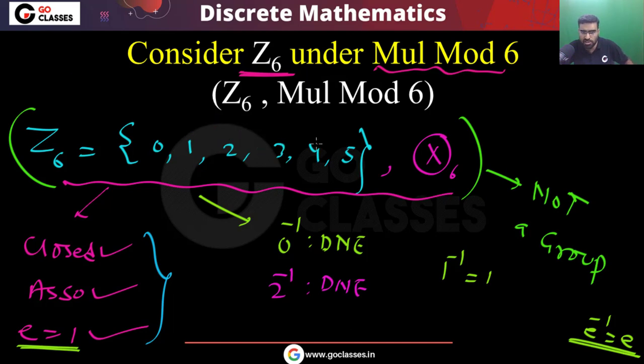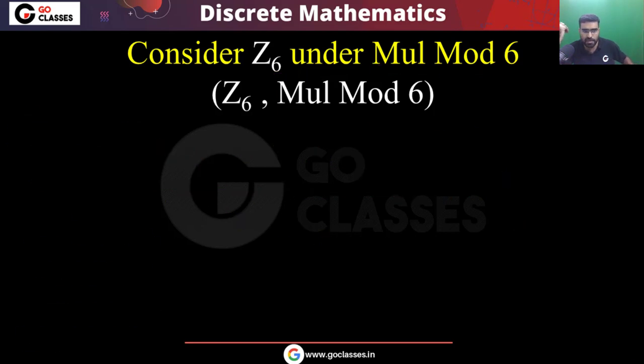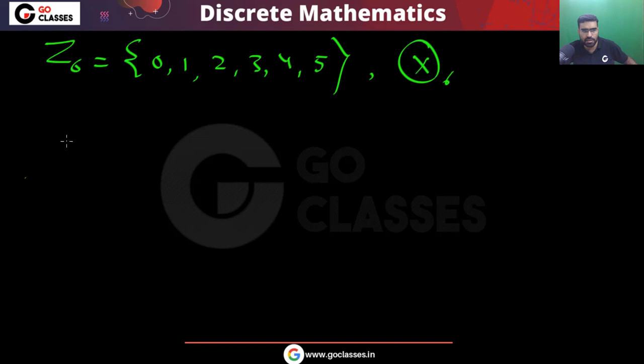2 inverse is not 3. 2 inverse is not 4. 2 inverse is not 5. You can check it out. Okay, so let me check here. Let me find what is 2 inverse. So what is this 2 inverse?